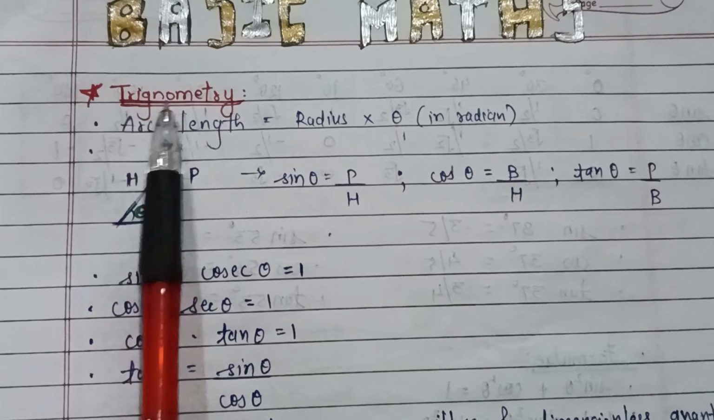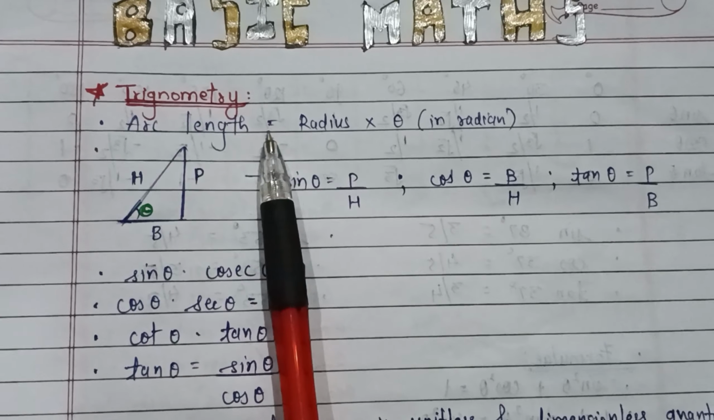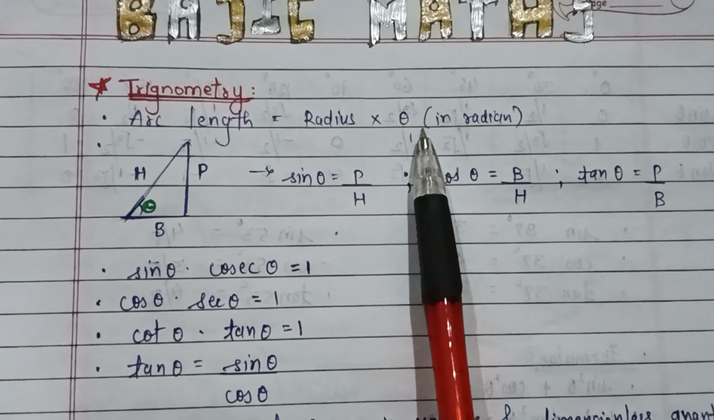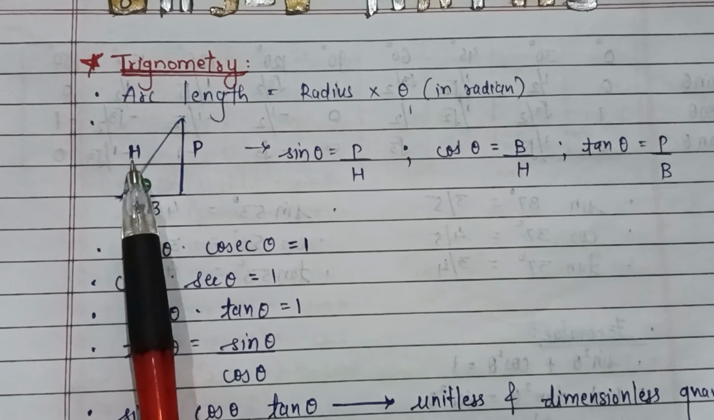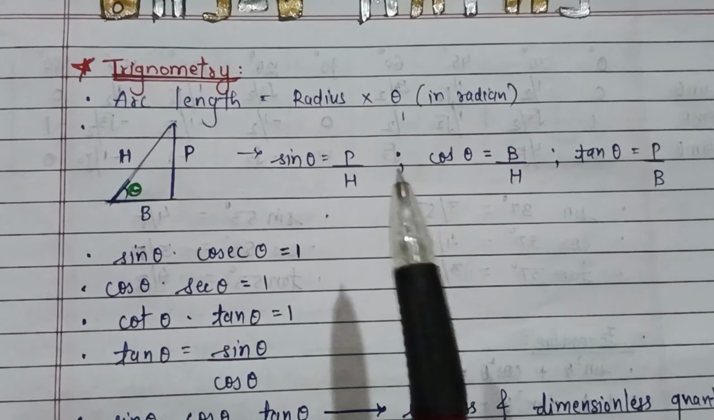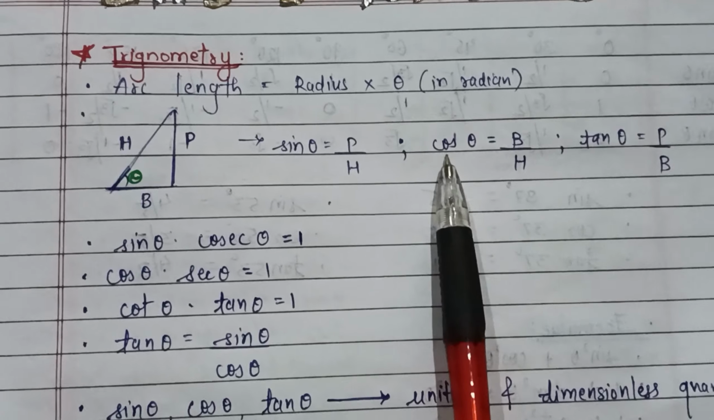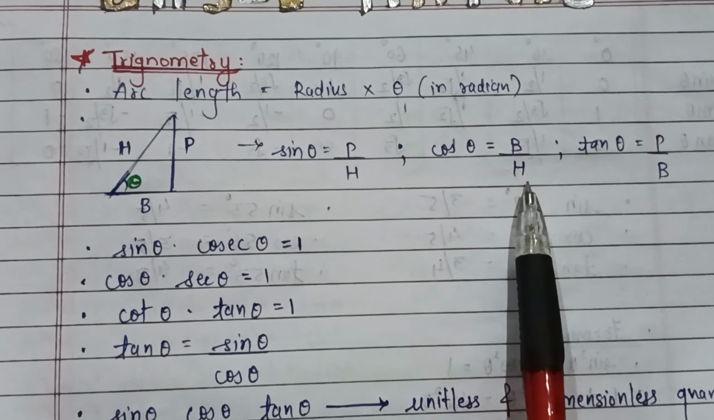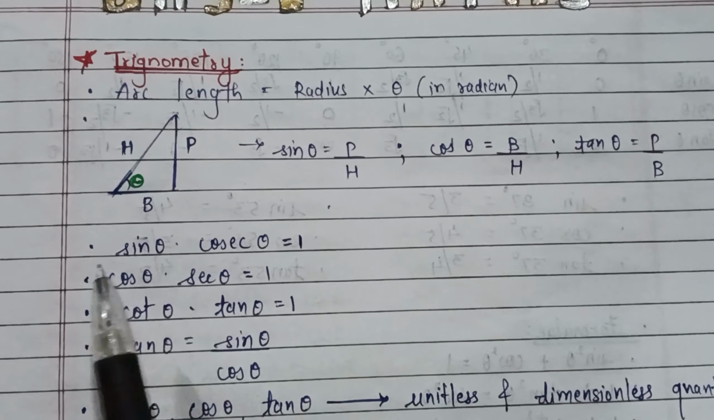Today we will first learn about trigonometry. Now, arc length is equal to radius into theta, where theta is in radians. In this triangle, this is the hypotenuse, this is the perpendicular, and this is the base. This is angle theta. Sin theta is equal to perpendicular upon hypotenuse. Cos theta is equal to base upon hypotenuse. Tan theta is equal to perpendicular upon base.